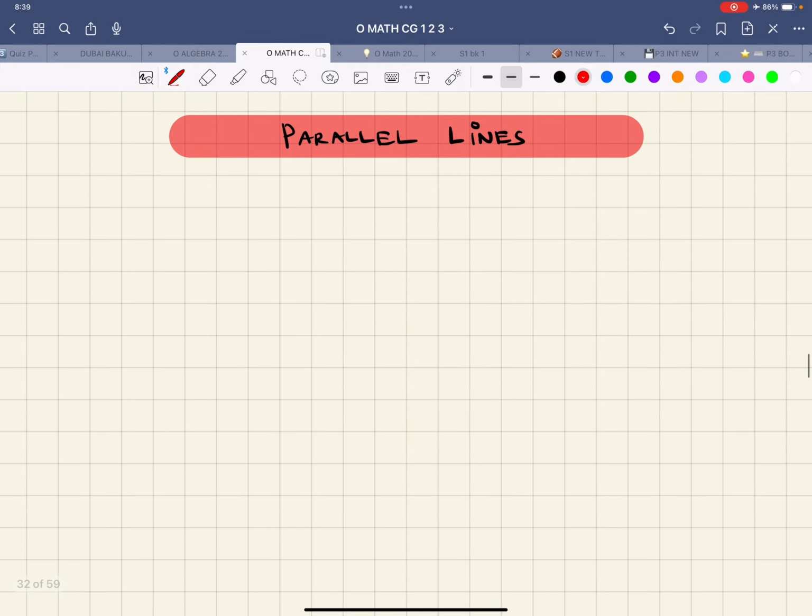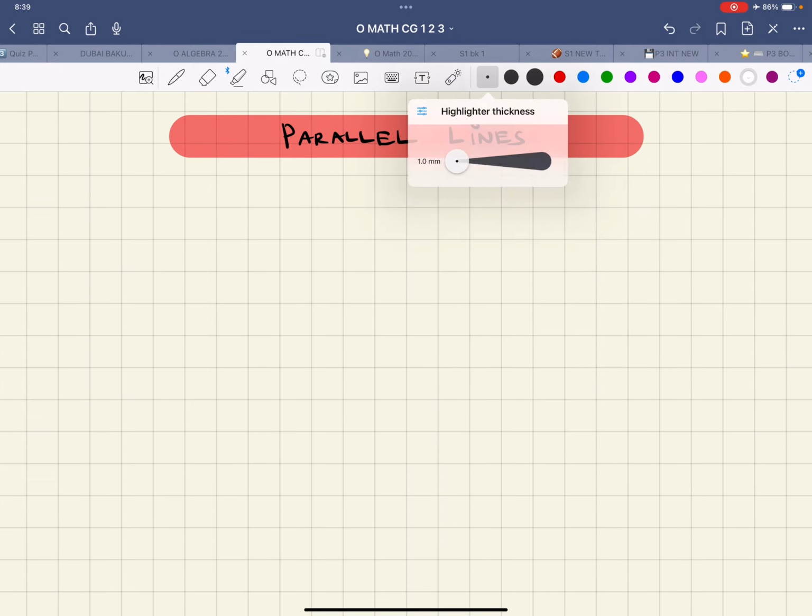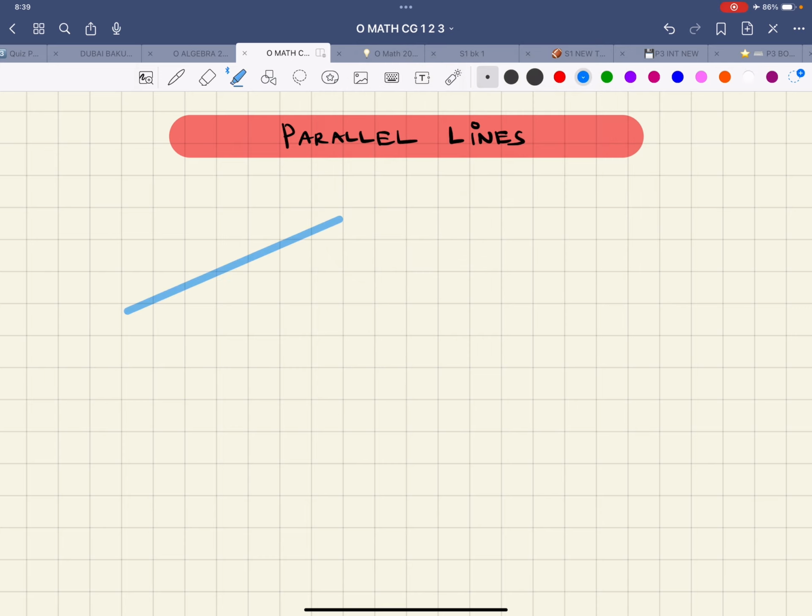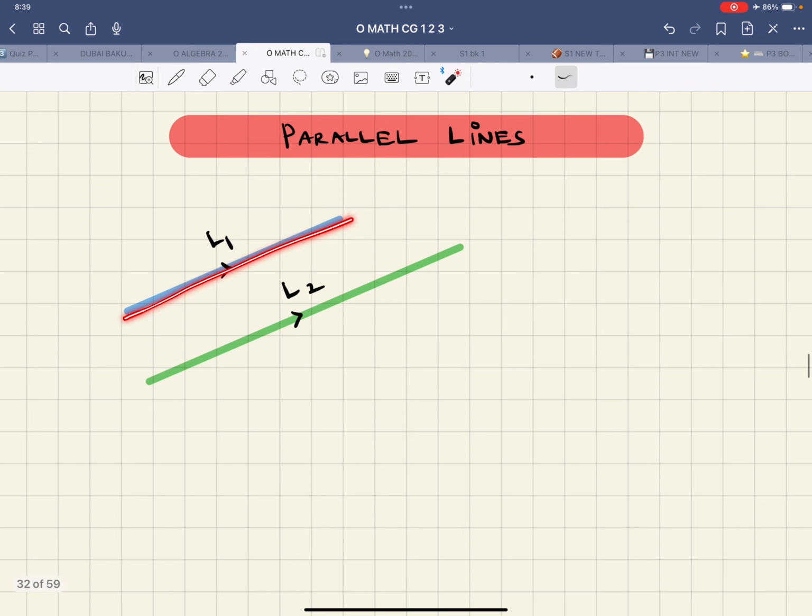First of all, we'll be talking about parallel lines. Now, what are parallel lines? Let's say this is one line and this is the other one. Let's call this line L1 and this line L2. They are parallel. How do I know that they are parallel? The perpendicular distance between them remains the same.